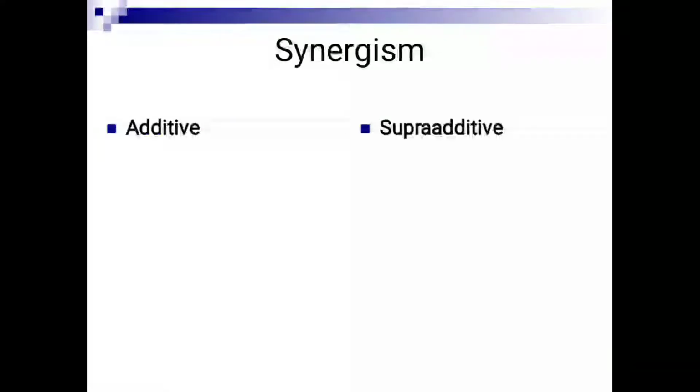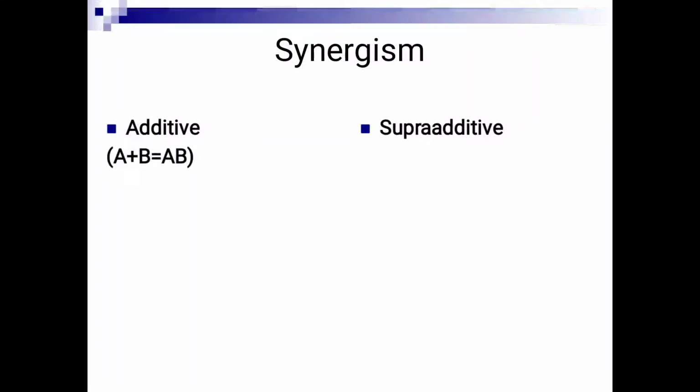Okay, now what is the combined effect of drugs? It can be antagonism or synergism. When we give two drugs and they produce an effect in the same direction, then it is called synergism. When we give two drugs or two molecules and the effects produced are in opposite directions, then it is antagonism. So what is synergism? Synergism means additive effect or super additive.